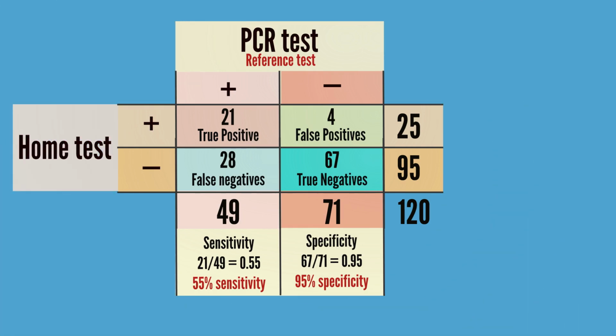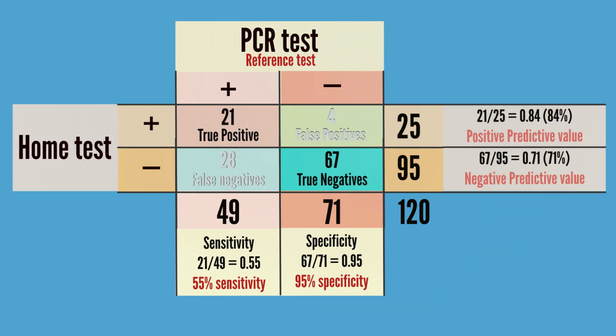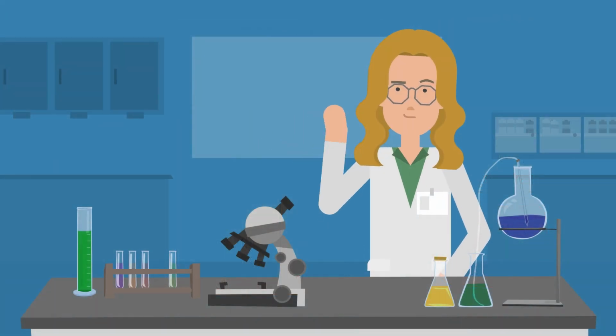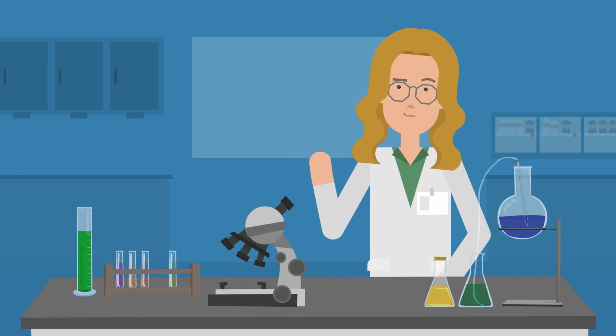Now, if we calculate the proportion of true values in the direction of the home test, we reach the predictive values. Here, positive predictive value is the probability that a positive test result is correct, and negative predictive value is the probability that a negative test result is correct. And as you see, all these values are important for understanding the reliability of a diagnostic test.